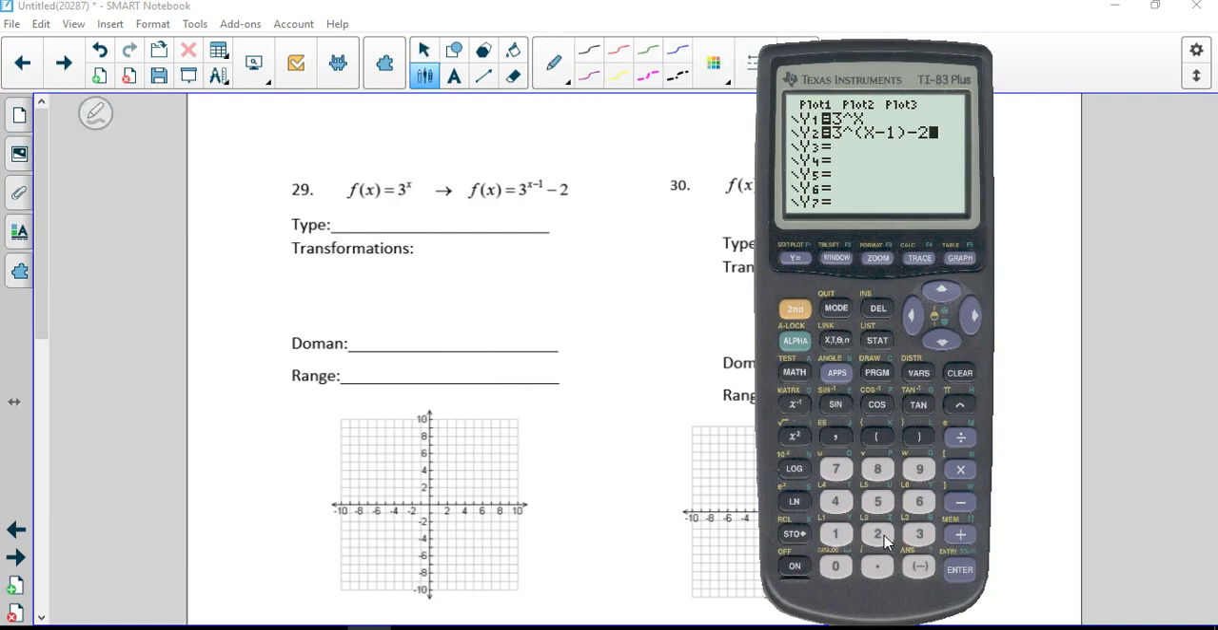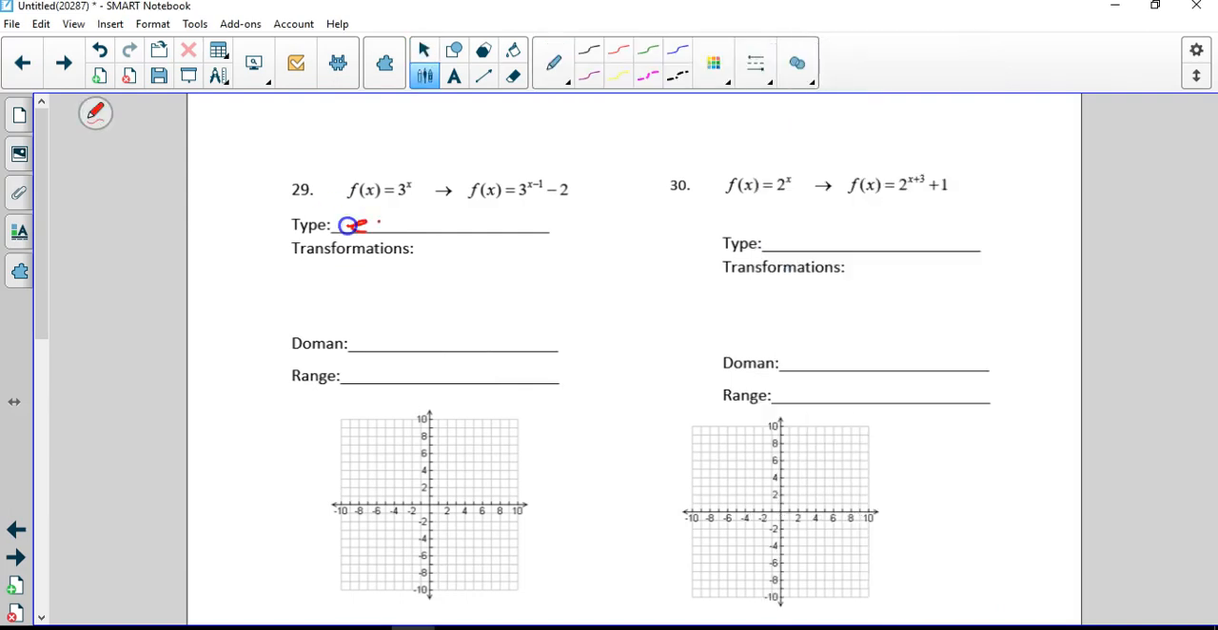But I can look at this and predict. Like I said, this is exponential growth. And we know it's growth because this number is bigger than 1, the base number. I'm going to predict that this is going to move it down 2, and this is like being in parentheses, so negative 1 is actually going to move it right 1.